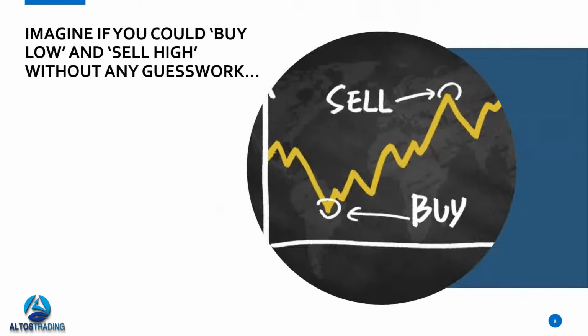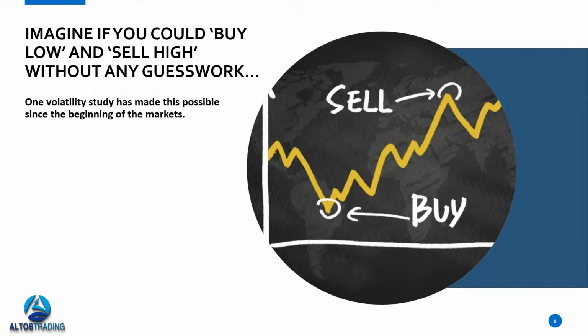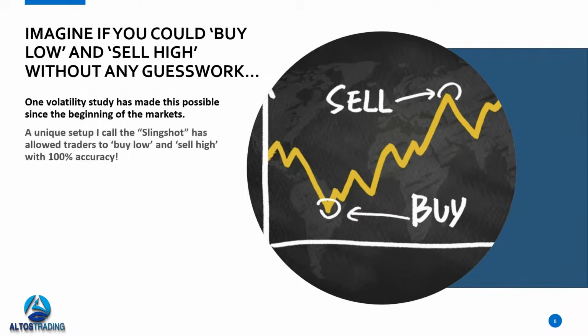So let's dive a little bit deeper and imagine if we could buy low and sell high without using any guesswork. So all too often we use some degree of guesswork or intuition in our trading, and we want to minimize that as much as possible. Well, there's actually a volatility study that's made this possible going back to the beginning of the markets. And it's a strategy that I call the Slingshot. It allows us to reliably buy low and sell high.